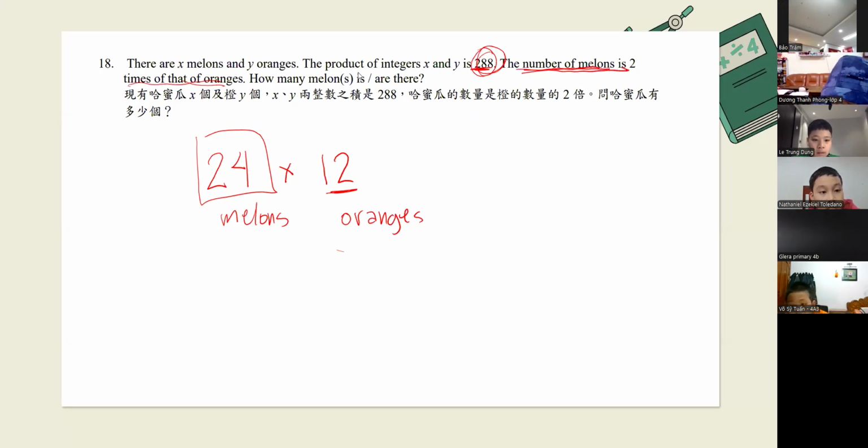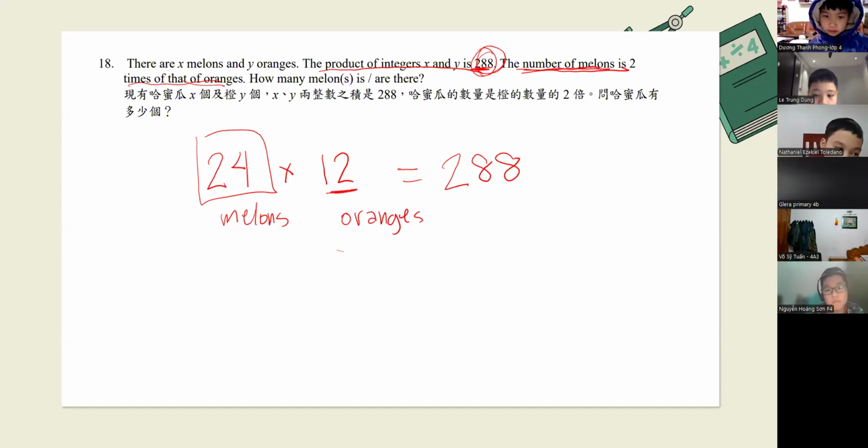Now let's check if we satisfy the other condition given. It says that the product of our integers, the 24 and the 12, must be 288. If you multiply 24 and 12, you will actually get 288. So there's nothing wrong because we've satisfied all conditions. All right? Is that clear? Questions? Okay. So this is also a way to check if our answer is correct. You can always go back to the problem to see if it makes sense.